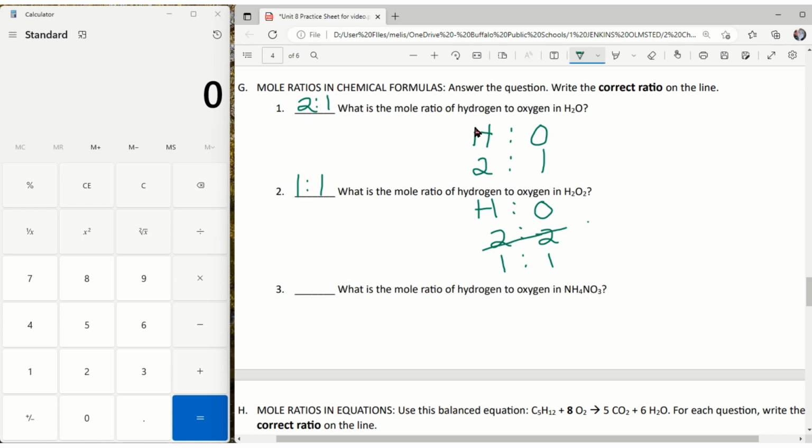Okay. What is the mole ratio of hydrogen to oxygen again? In this formula, it is 4 hydrogens to 3 oxygens. And nope, I can't reduce that. What is the biggest tip when doing this? Just make sure you put them in the right order, because if it asked for the ratio of oxygen to hydrogen, you would write it this way. Okay? So just be careful for that. Mole ratios and formulas, easy peasy.